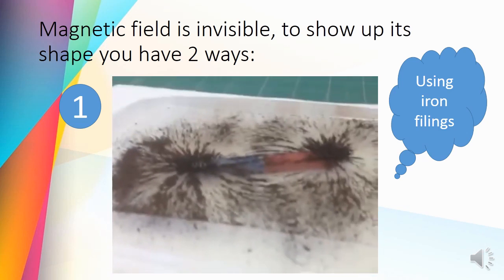So this is the first method. He used iron filings. He spread them above a plastic shield, above the magnet, and they distributed this way. They show us that there is a magnetic field around, and they even show us the lines and where the magnetic field is concentrated. Let's see the other method.